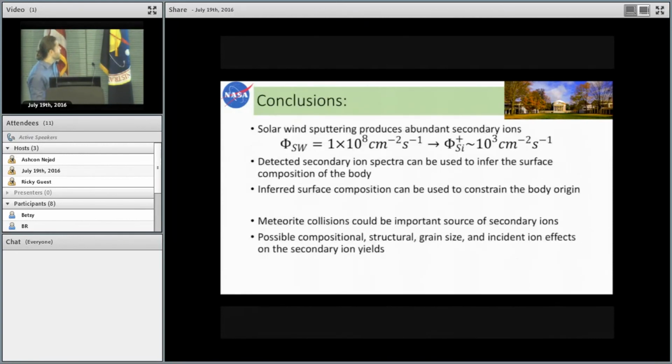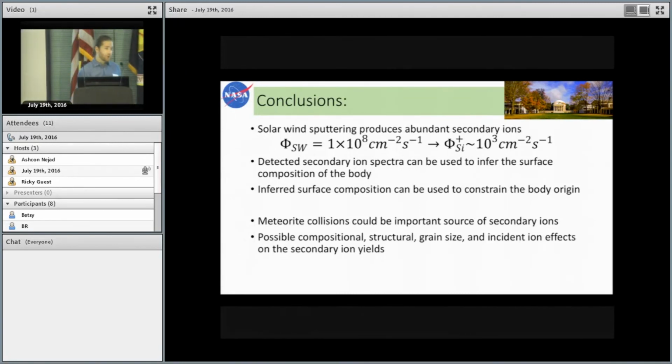Okay, so in conclusion, we get a solid abundance of secondary ions coming off as a result of solar wind sputtering. For a typical solar wind flux that you would find at Mars radius, you get almost 10 to the third particles per centimeter squared per second, which is well within the sensitivity ranges of modern mass spectrometers or secondary ion mass spectrometers. You can use these secondary ion spectra to then infer the composition of the body, and that can then be used to constrain the body origin.